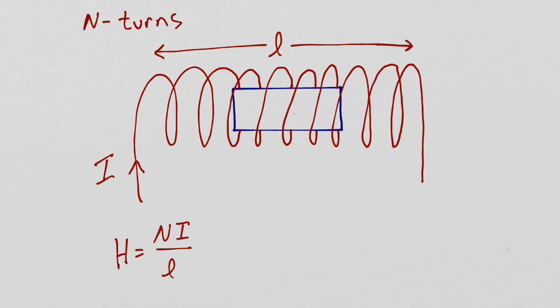We know if we have a coil of length L and N turns, the magnetic field intensity inside the coil is Ni over L. So with the current, we can control the magnetic field intensity inside this coil. If we place our material inside the coil, we can then apply a magnetic field intensity to that material by adjusting the current through the coil.